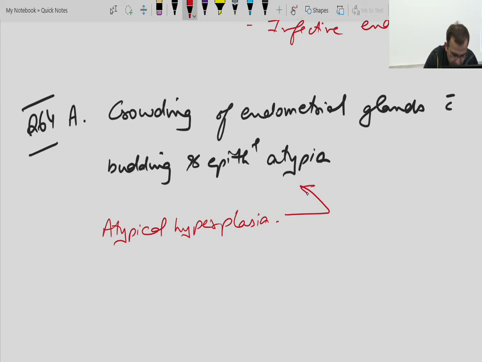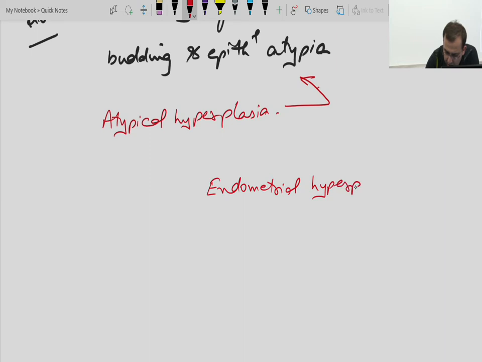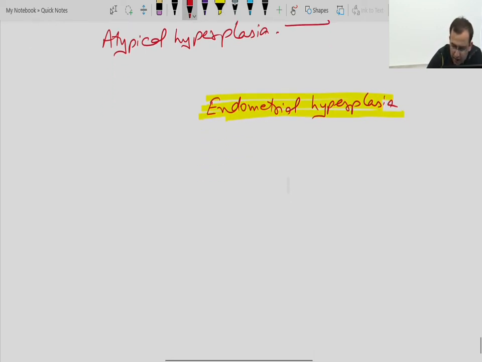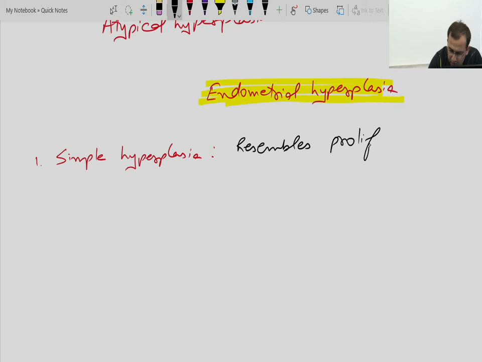So, before we go further, let us have a look at the various microscopic features in this. Endometrial hyperplasia can be divided into several types. First is cystic hyperplasia. Let's go point wise. The first is simple hyperplasia. In simple hyperplasia, histologically the glands resemble proliferative type endometrium.